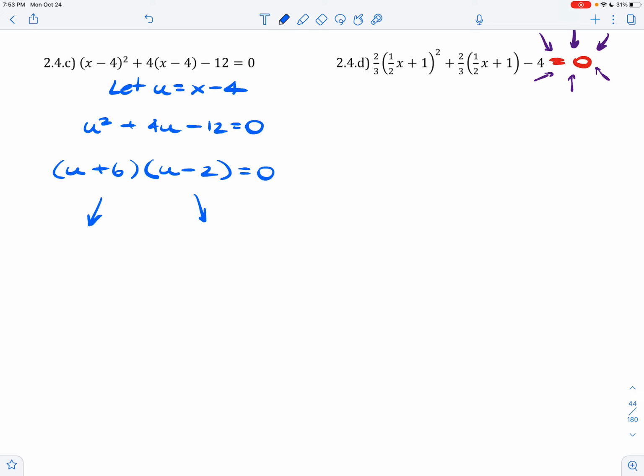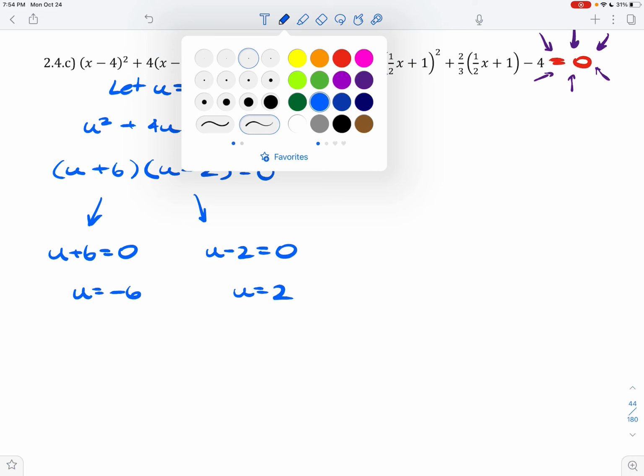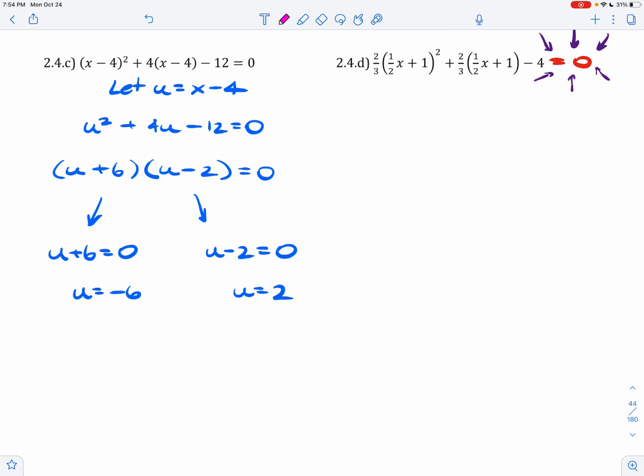We break into our two cases. U plus 6 is 0, or u minus 2 is 0. Which means that u could be negative 6, or u could be 2. But again, we do have to sub back. It was never u, it was actually x minus 4 in disguise. So we take off its mask, we reveal it to be what it really is. And that means that since x minus 4 is negative 6, x could be negative 2. X minus 4 equals 2, so x could be 6. And that's that one. All done.